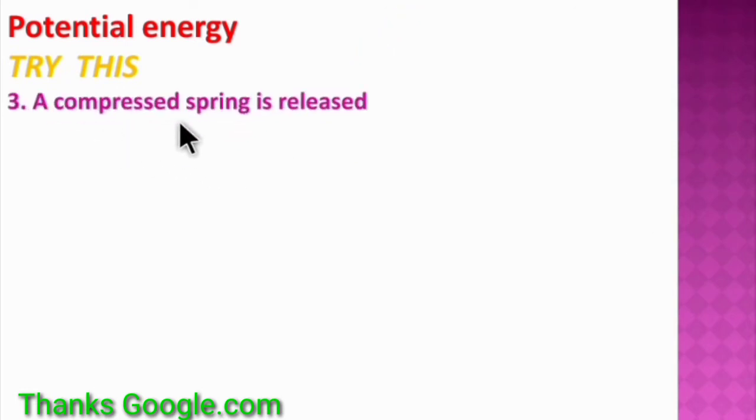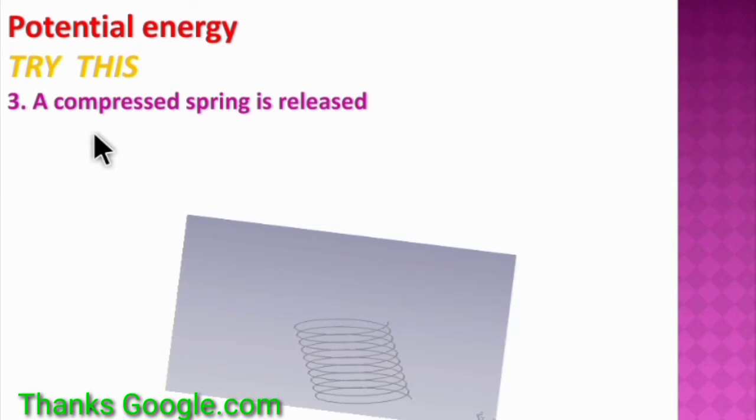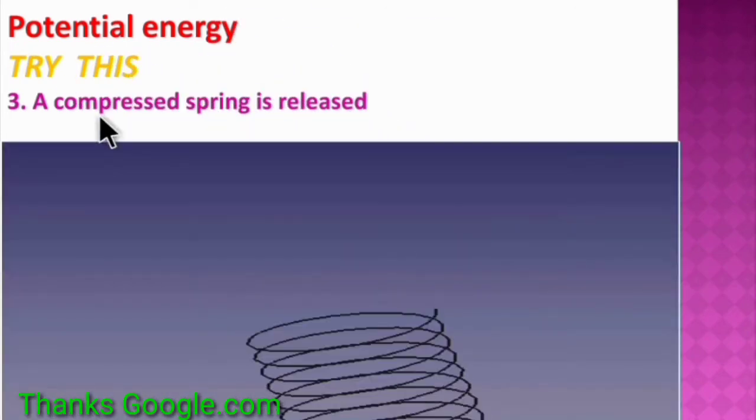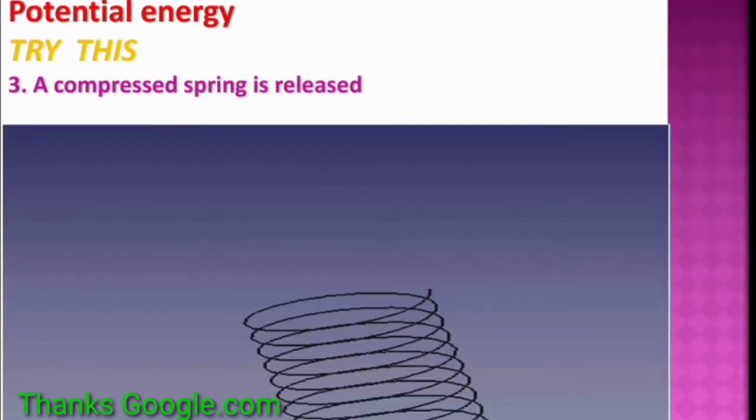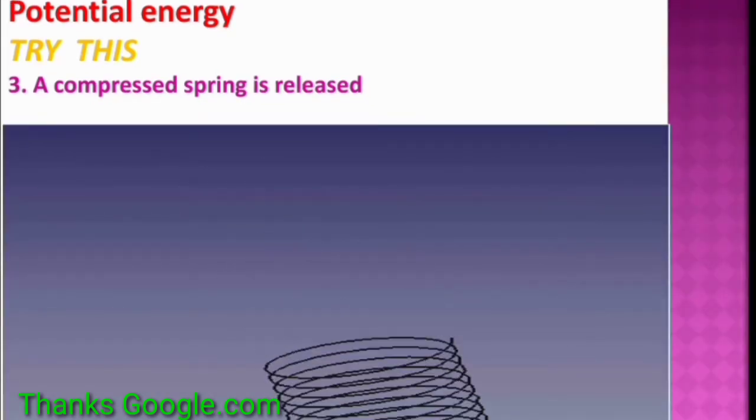Third example, a compressed spring is released. The word compressed shows the state of the object. See in this picture, the compressed spring possesses potential energy. When it is released, this energy converts into kinetic energy and the spring starts to oscillate.